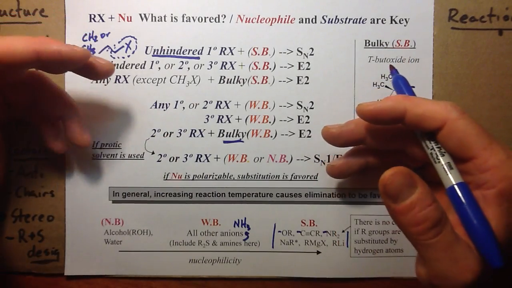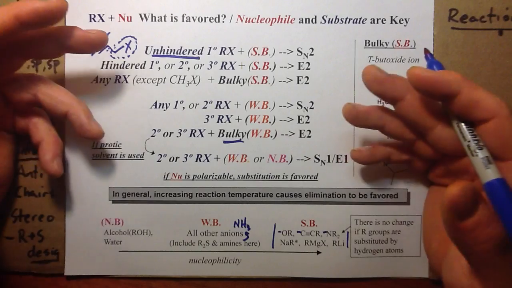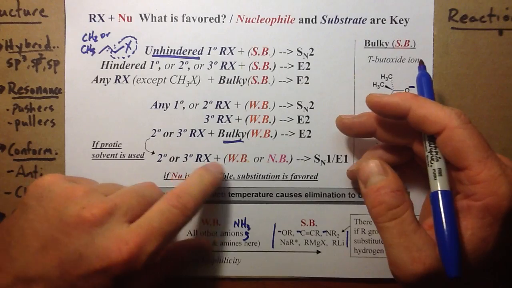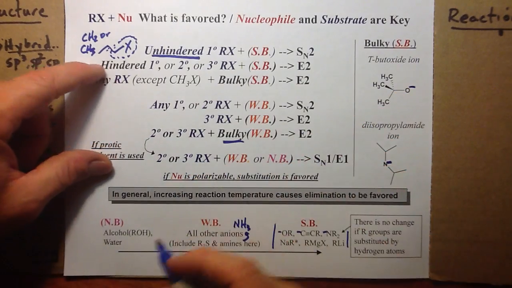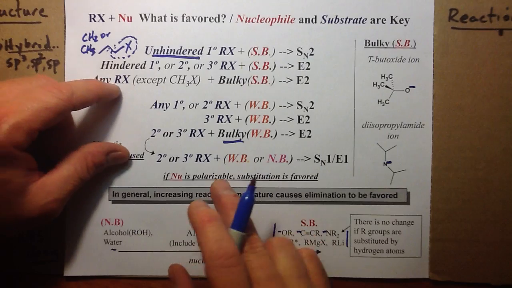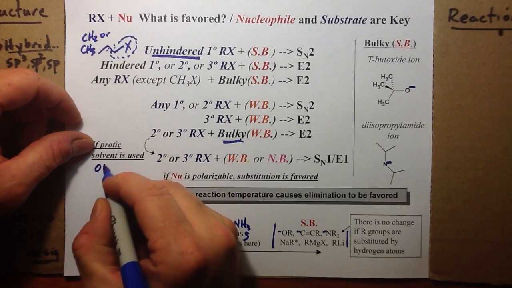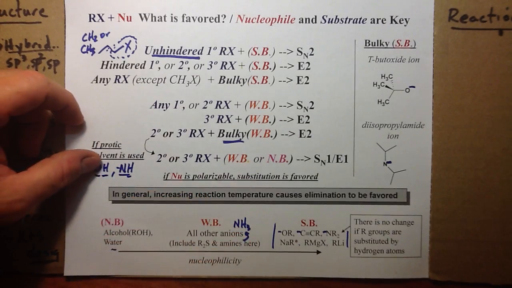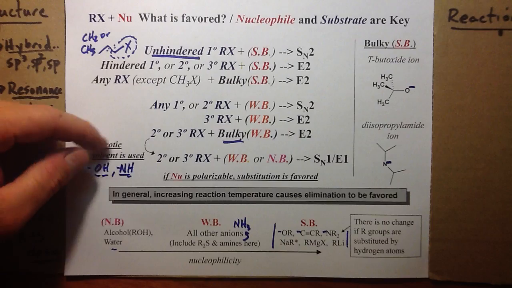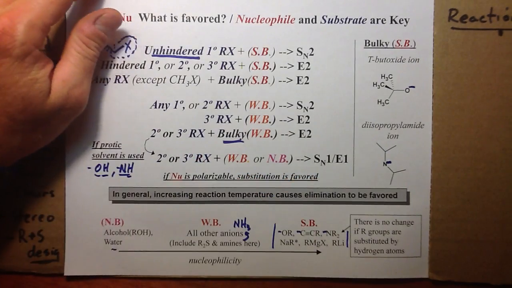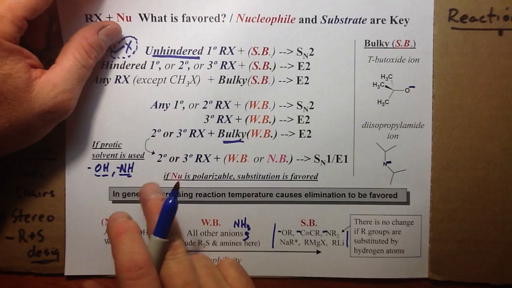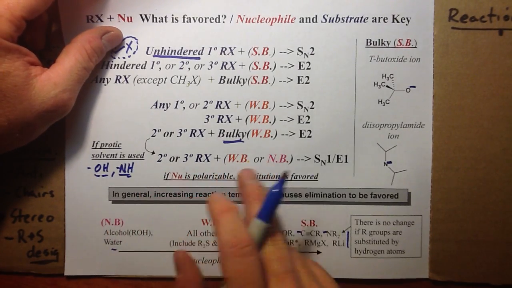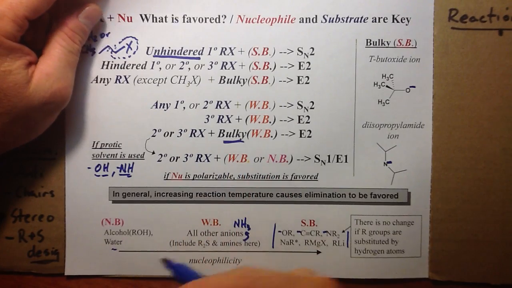Lastly, if we have protic solvent, water, ethanol, alcohols present, the secondary and tertiary RXs with weak bases or non-bases, non-bases are alcohol or water or carboxylic acids, if protic solvent is used, that is a solvent that has OH or NH bonds, typically we're looking at OH bonds in the solvent, like water, then we have SN1 and E1 starting to be favored. If the solution again is protic, the RX is secondary or tertiary, and the nucleophile is a weak base or a non-base. Well, that's the rubric.